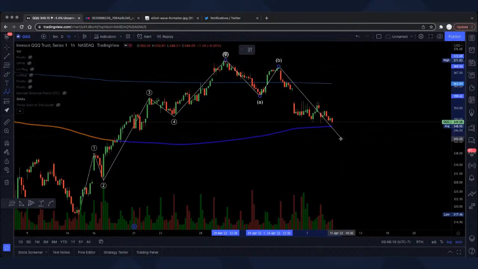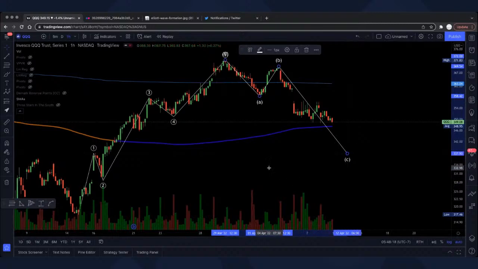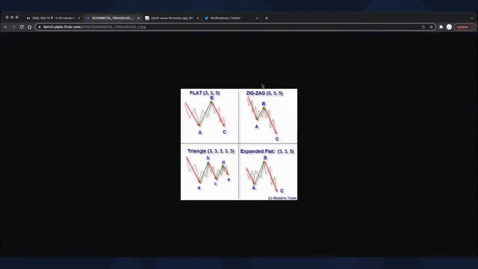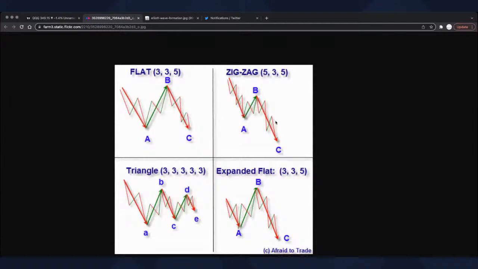And C should extend a little bit further down here, and I'm going to say it's going to extend down to the 337 area. Now if this is correct, we can call this effectively the zigzag, the 5-3-5 move. What they mean by 5-3-5 is that within each wave A, B, C, there's five waves down, three waves up, and five waves down within that structure. So this definitely looks to me so far like a zigzag correction before it bounces back to the upside.